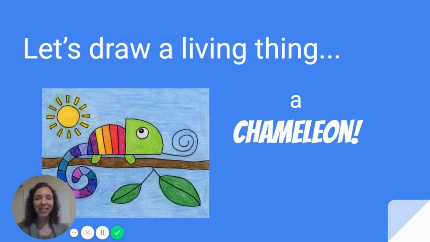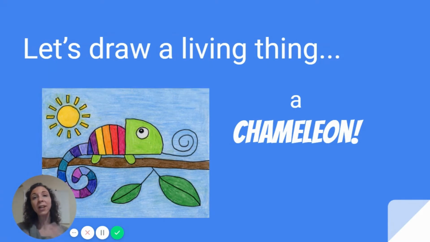A chameleon is a type of reptile, and you might know it because it's got these little hands that are very grippy, and they grip on really well to branches, and they also have a long curly tail, and they have a tongue that likes to come out and catch bugs. And they're also known for their eyes that can move all over the place. They can see in all directions.